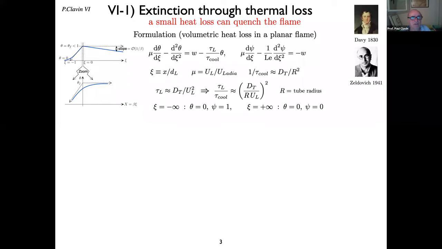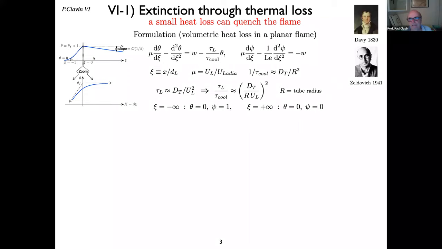Now the boundary condition is the following: at minus infinity, you are in the fresh mixture, the temperature is zero, and the mass fraction is one of the limiting species. But it turns out that because of the cooling, the heat loss, you are cooling back to the initial temperature. So you have such a profile of the temperature.